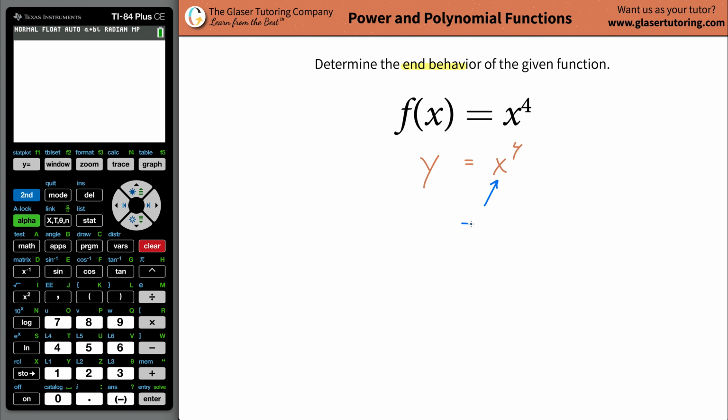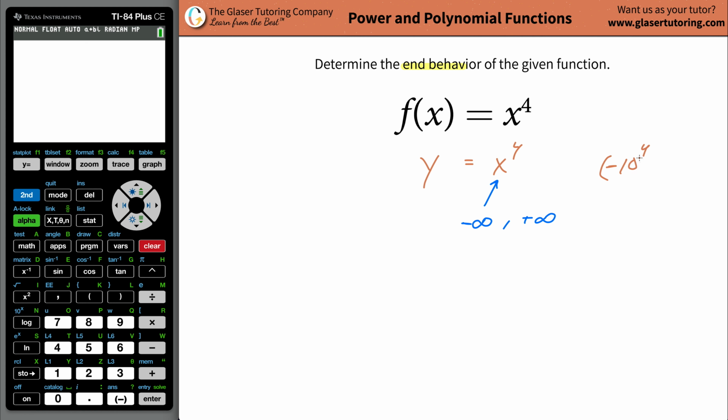as x approaches negative infinity, and then as it approaches positive infinity, okay? So you can just think this through, actually. I mean, you can think about what happens if I start plugging in larger and larger negative values into x. So pretend you had something like negative 10 raised to the fourth.